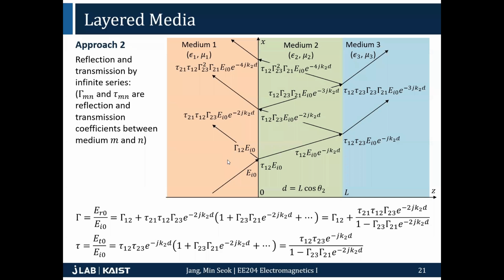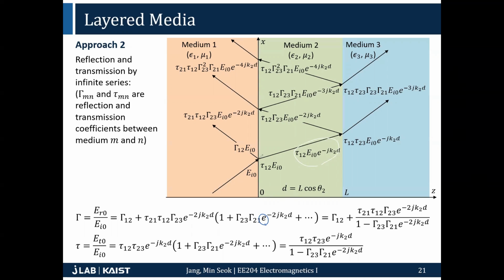So Park Jun asks a question. What he asks is why the forward propagation wave in medium 2 needs the e to the jk2d term multiplied. Okay, so yeah, let's look at this.